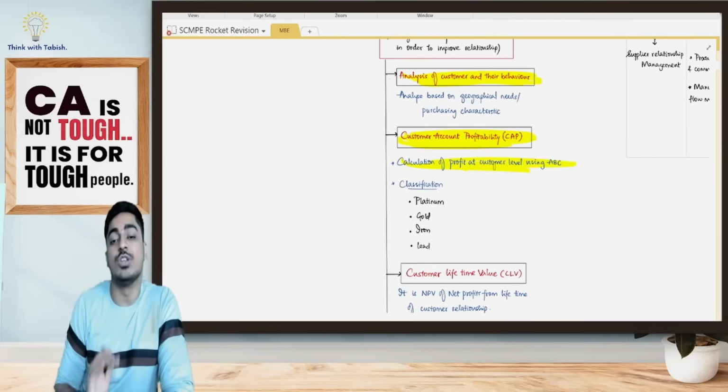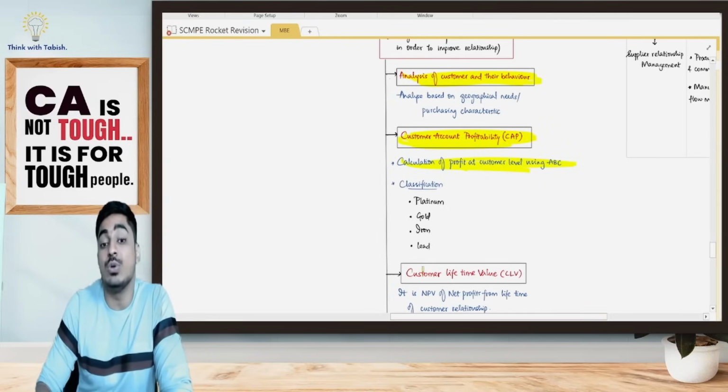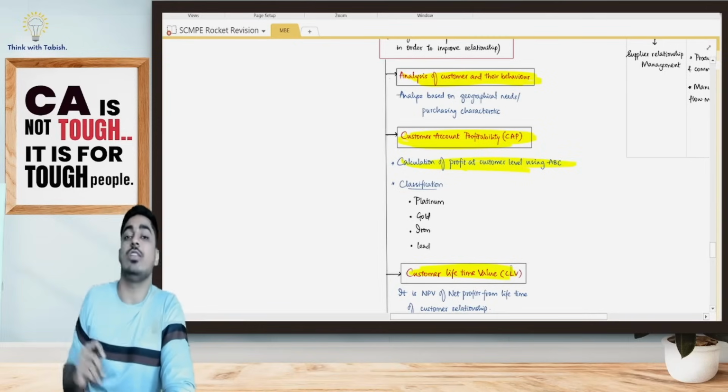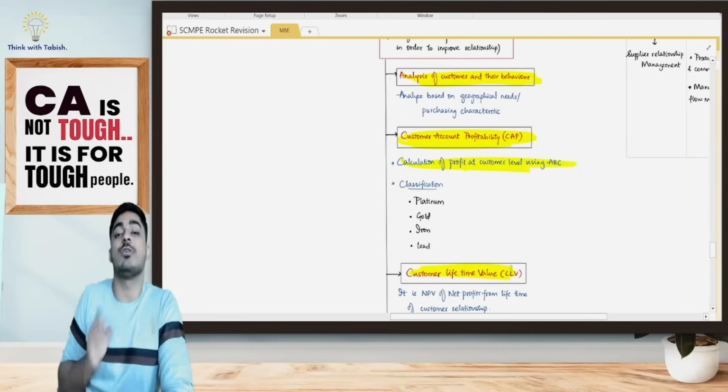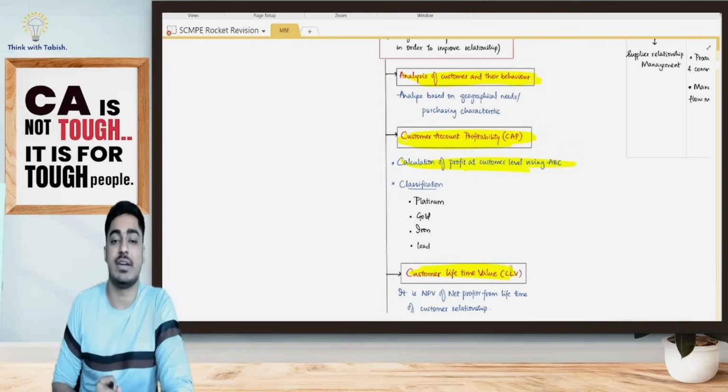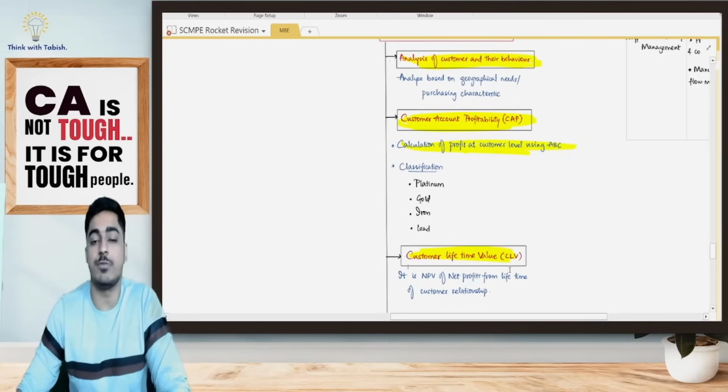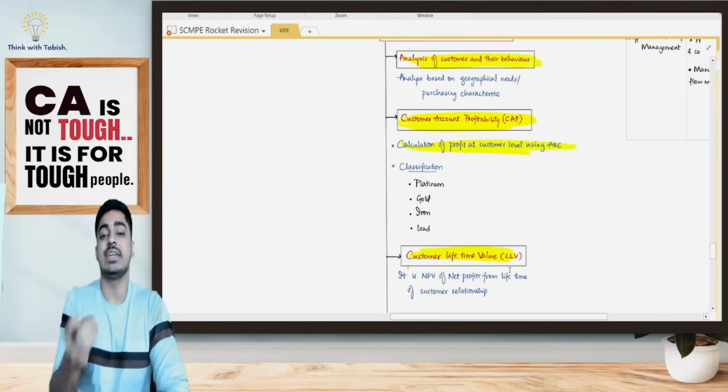However, in the long term he may be profit making. So don't directly jump to a conclusion. See the customer's lifetime value: in the lifetime, how much profit he is giving. Take the present value of that. So customer account profitability is the profit of the current year at customer level.